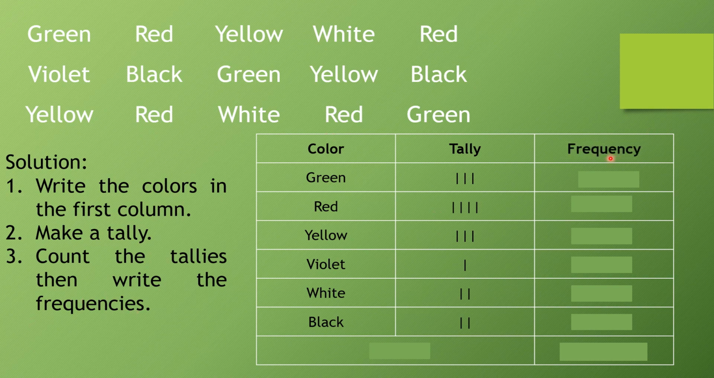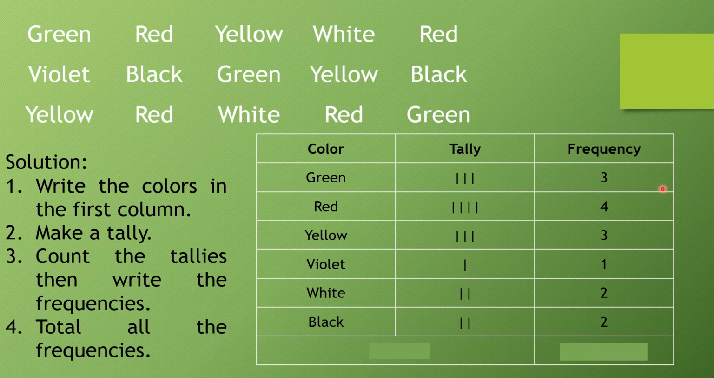So in the third column, we have here the frequency. So the number of tally marks is the number in the frequency. So for green, we have 3, red, we have 4, yellow, we have 3, and violet, we have 1, white, we have 2, and black, we have 2. Step 4, we need to total all the frequencies. So the total is 15.